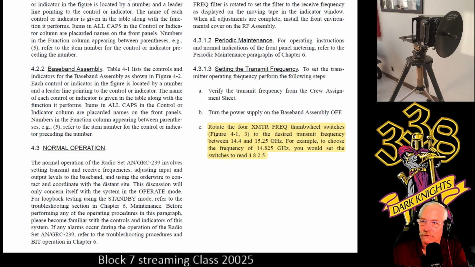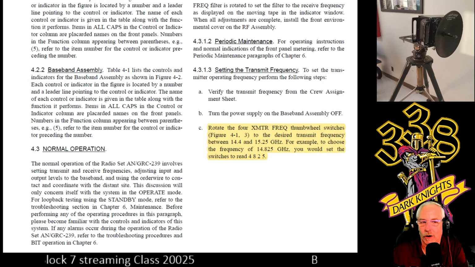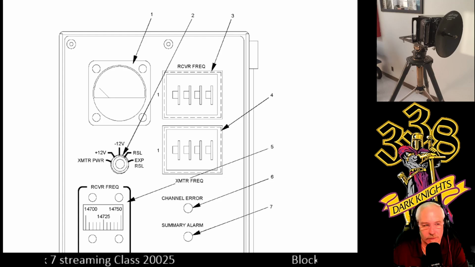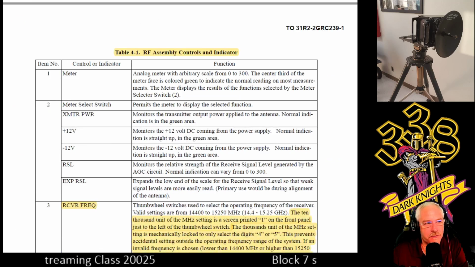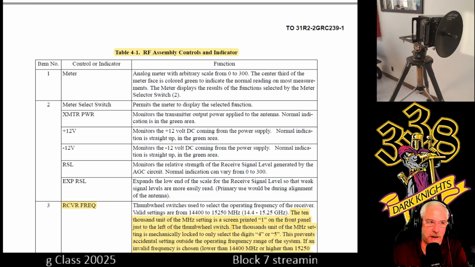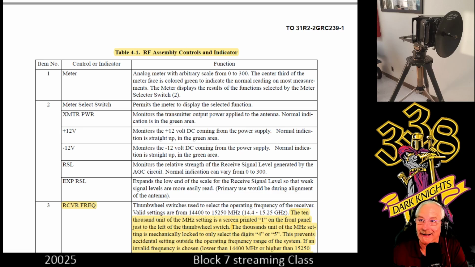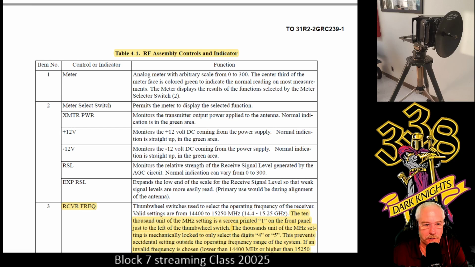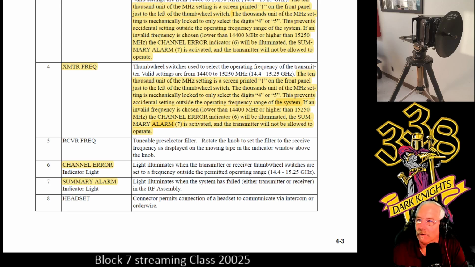Again, I cannot emphasize being gentle with the thumb wheels. This is just giving you another overlook of what I just went over on the RF assembly. Again, here's the RF assembly. However, to get to the meat and potatoes of the RF assembly, right here it is, table 4-1, the RF assembly controls and indicators. There's very few items on there that you can check, but it is very important with the thumb wheels. Again, it goes through it a little bit deeper in how everything works.